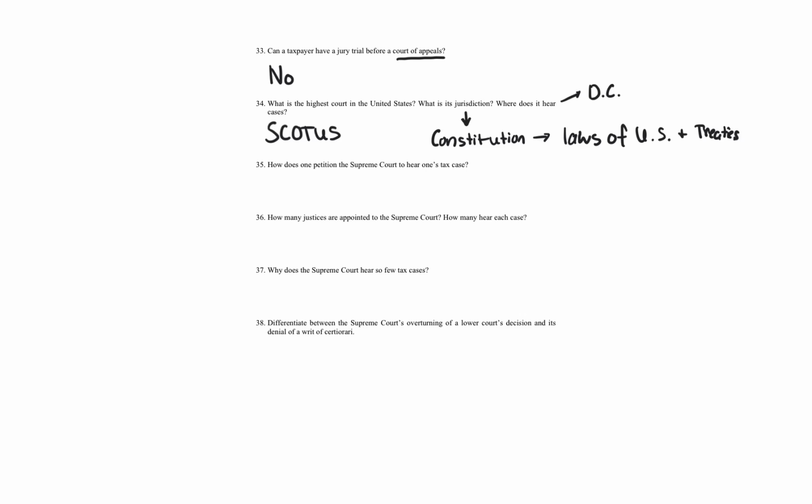Question 35. How does one petition the Supreme Court to hear one's tax case? So a U.S. citizen does not have an automatic right to have his or her case heard by the Supreme Court. It's not like when you're talking about tax cases, the U.S. Circuit Court of Appeals, where a taxpayer or the IRS has the right to appeal, and the U.S. Circuit Court of Appeals has to at least consider the case. They might not hear oral arguments, but they have to at least consider, affirm, or take on oral arguments.